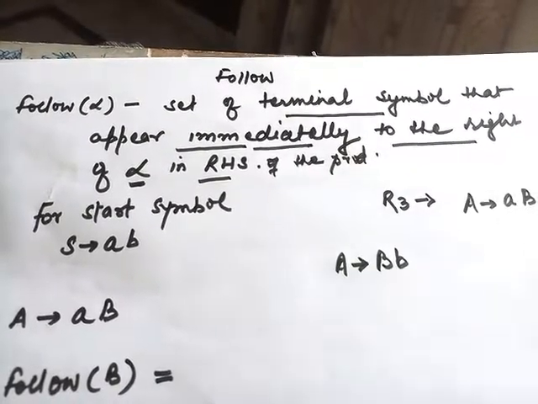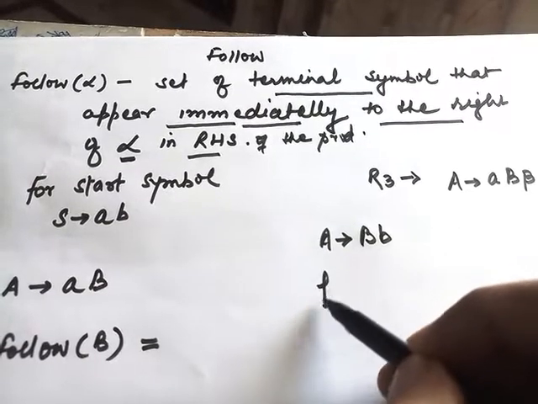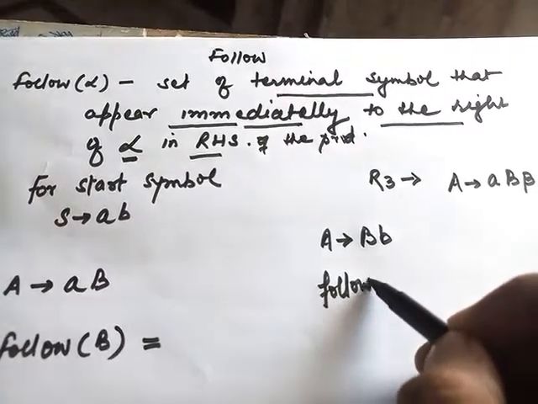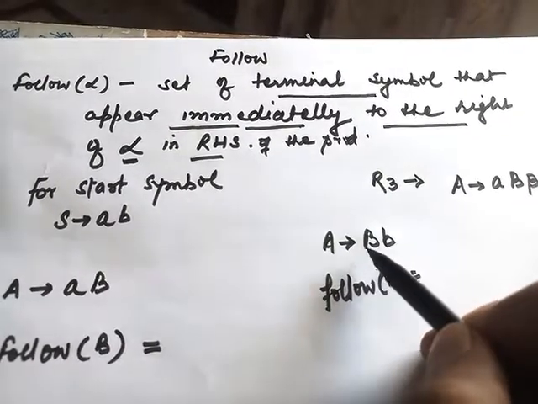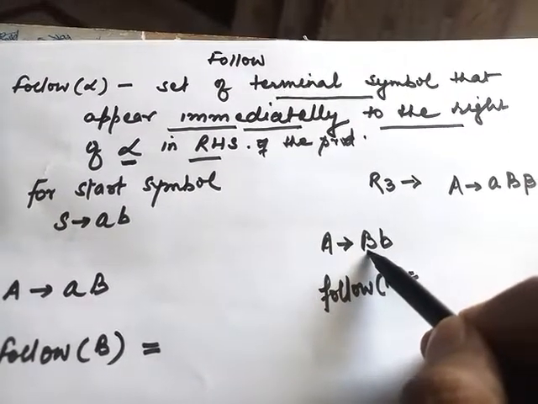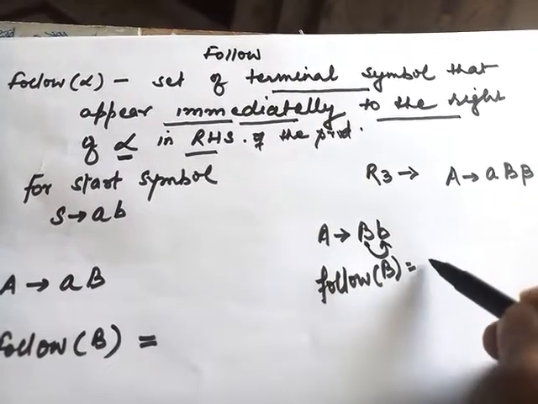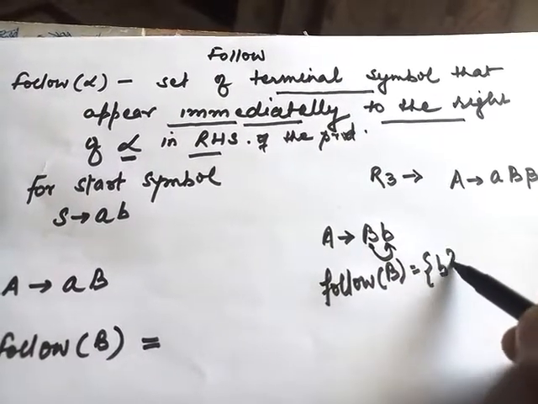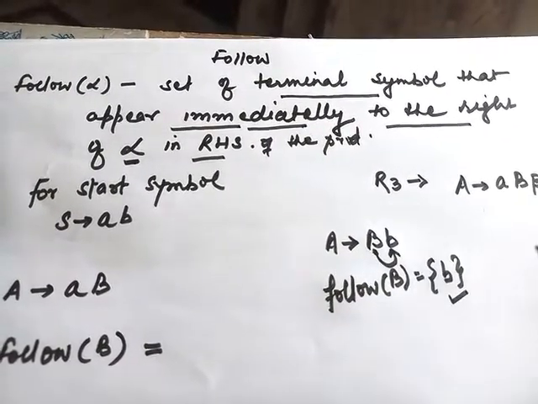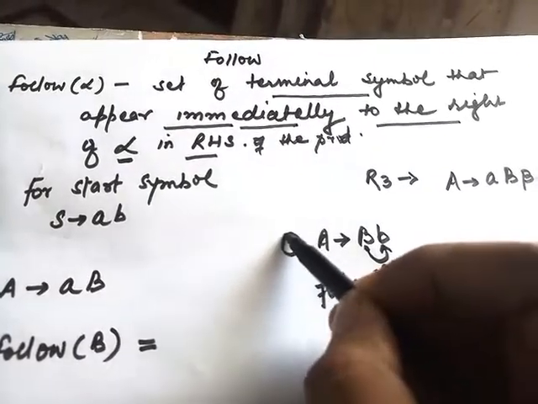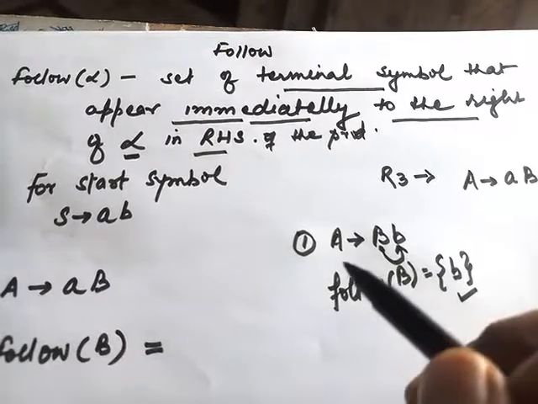A generates B and small b. The question is, what is the follow of B? I'm just taking a very simple case first. What is the follow of B? It means what comes after B. And if it is a terminal, then that is your answer. So this is a very simple case. It also has some rules, so we will discuss each rule one by one.